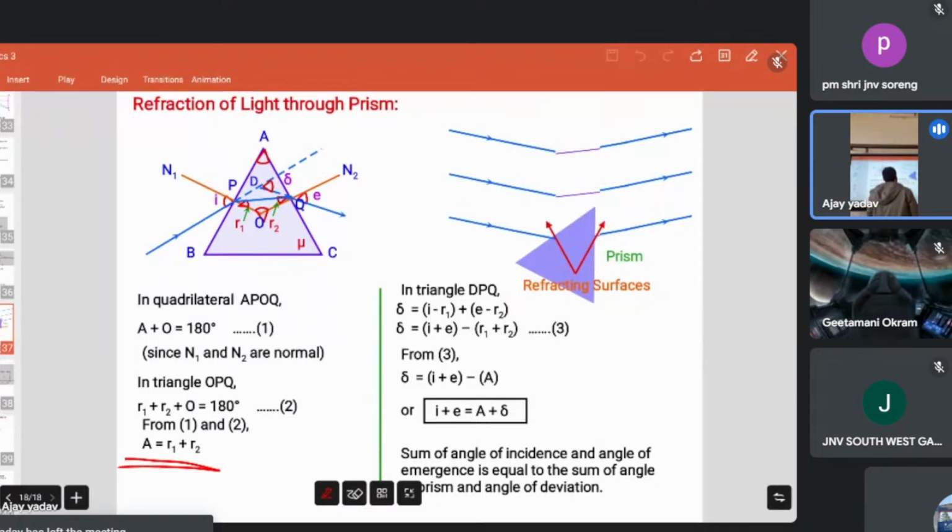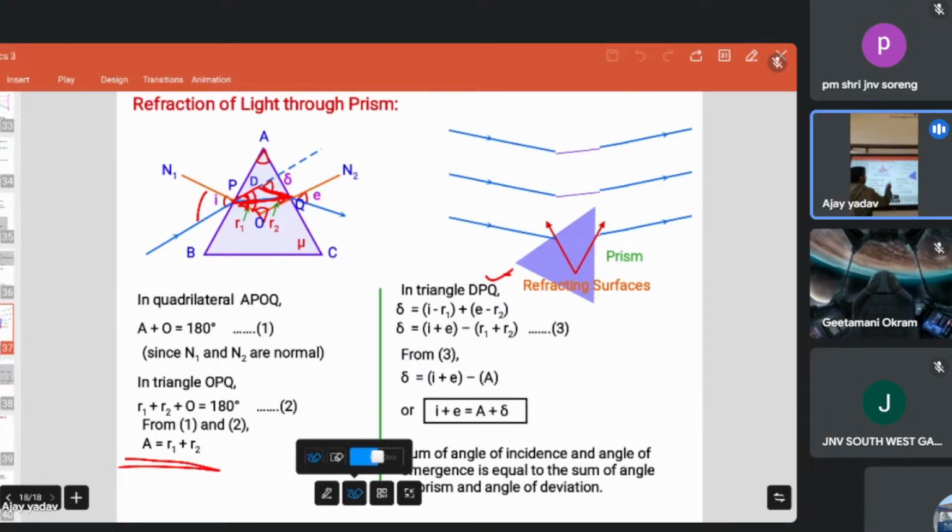Now for the angle of deviation, we can write in triangle DPQ. This is D, this is P, and this is Q. Here, what is this angle? This angle is i minus r1, because this complete angle is i and this small angle is r1. So the remaining angle is i minus r1, and we write i minus r1 here.